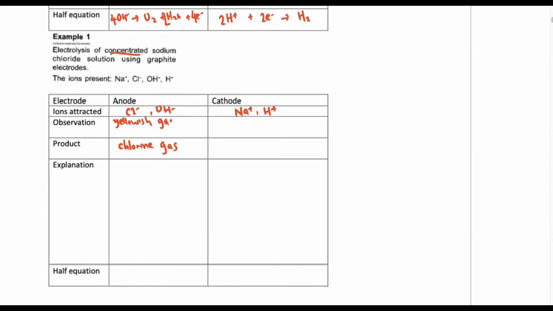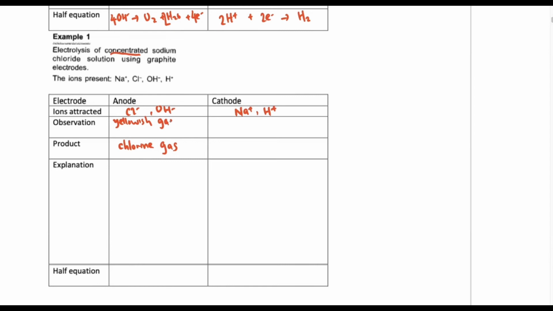So the gas is a colorless gas. If you want to put more details, just go ahead: it produces a pop sound with a burning wooden splinter. Okay. Explanations, same.